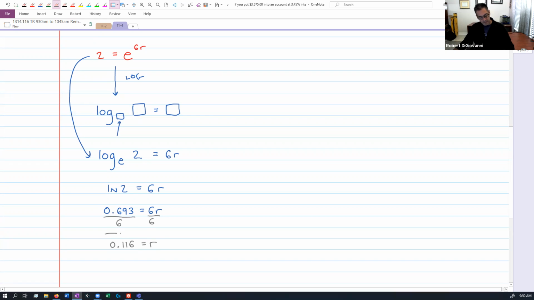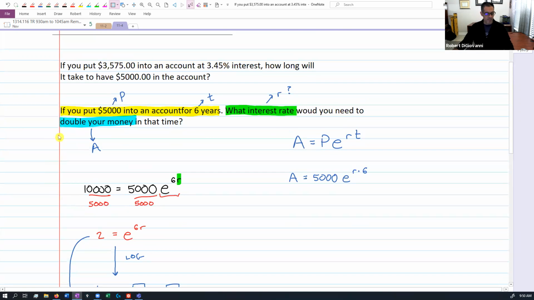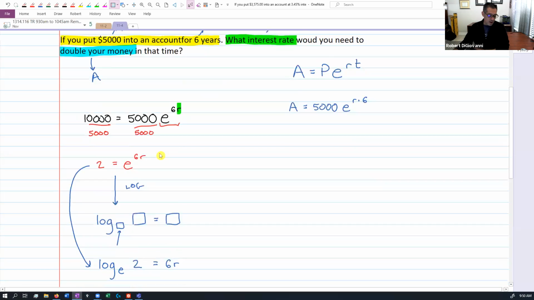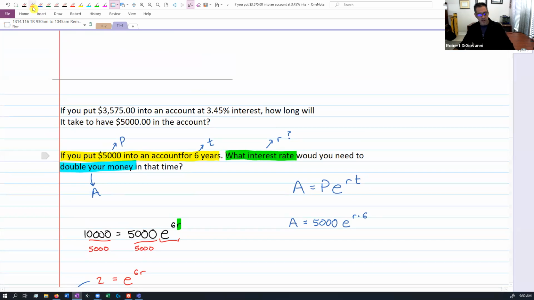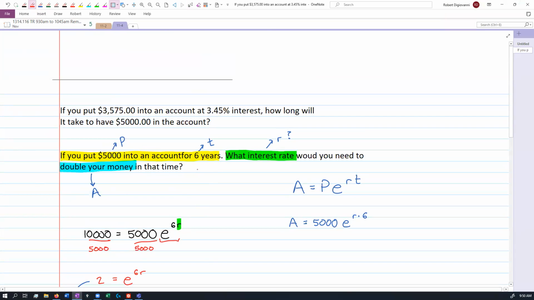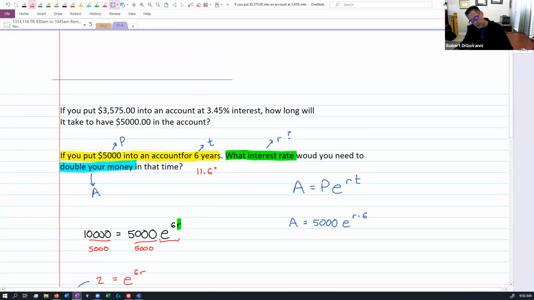That's our answer, yes? So we go back and think about what the question was asking. If you put $5,000 into an account for 6 years, what interest rate would you need in order to double your money in that time? And our answer was 0.116. So what should I put up here for my final answer? Should I put 0.116? Could you put 11.6%? Exactly. We're going to put 11.6%.